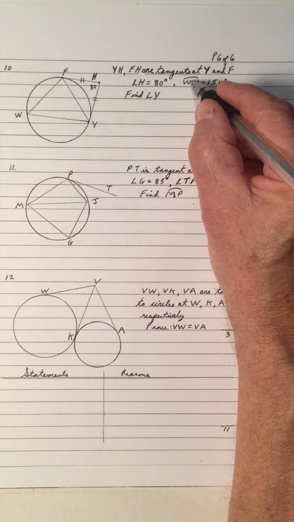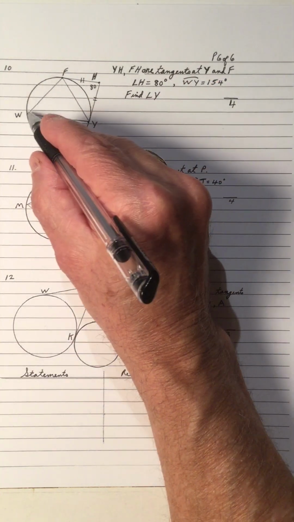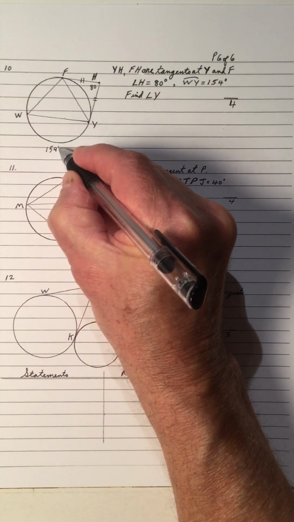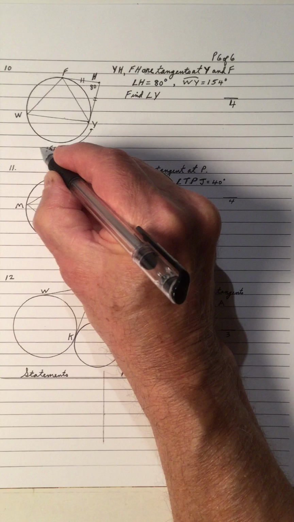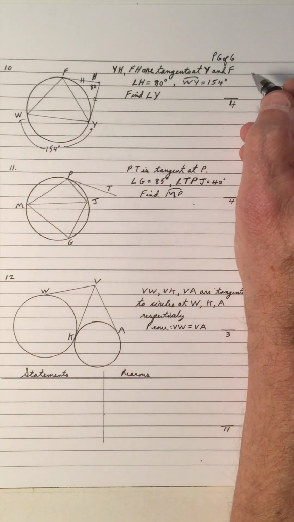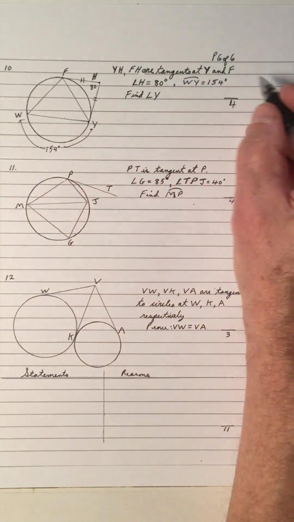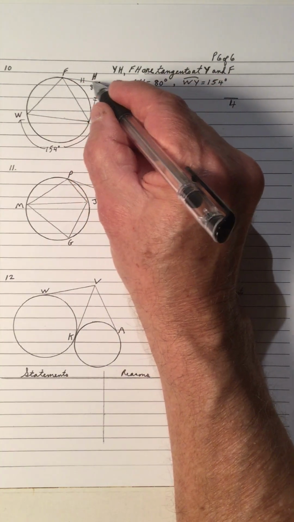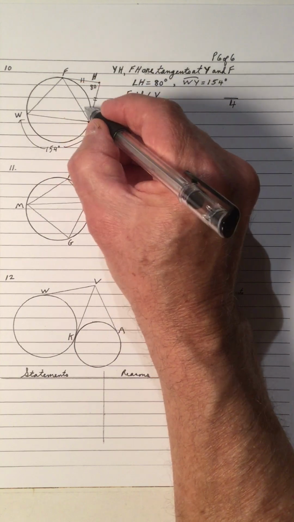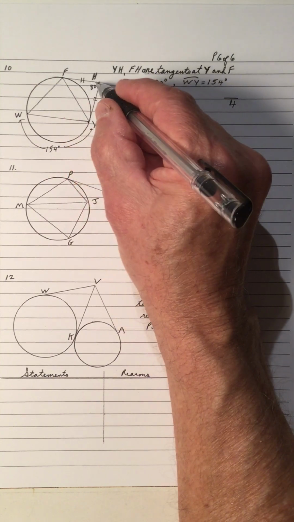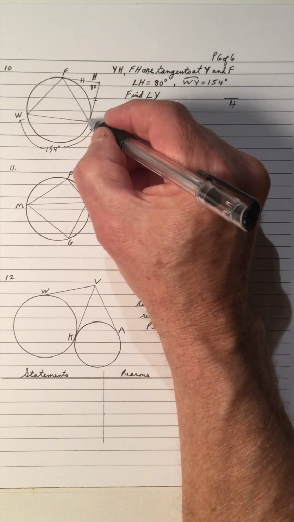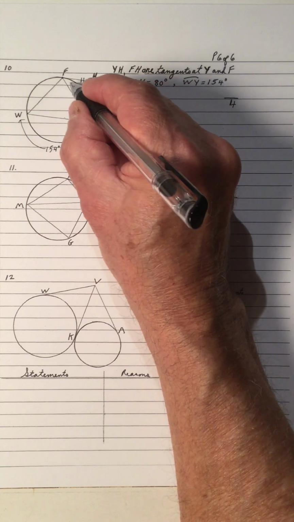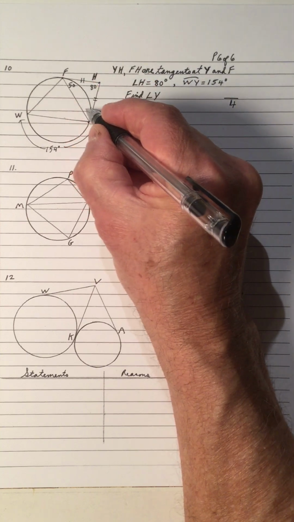And the arc WY, this arc here, is 154. So I have to find what angle Y is. Because this angle is 80 and these 2 are equal, that means HFY and HYF are equal. So 180 take away 80 is 100, so these are 50 each.